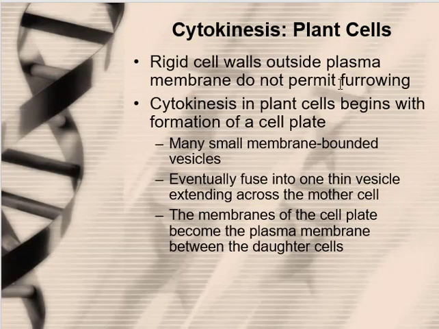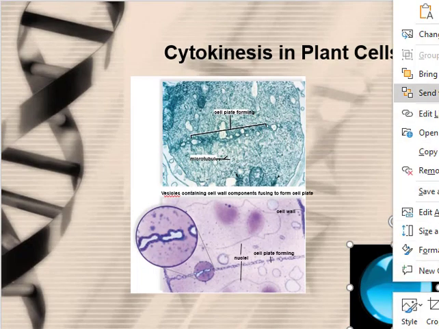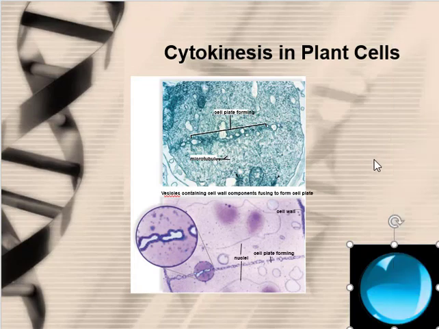Plant cells have these rigid cell walls. Our animal cells don't have cell walls. We just have plasma membranes. Now, plants also have plasma membranes. But if you will look here and hit open link, it will take you to a little video that will help you to understand how plants and animals undergo mitosis.